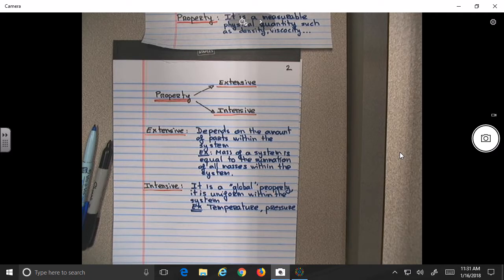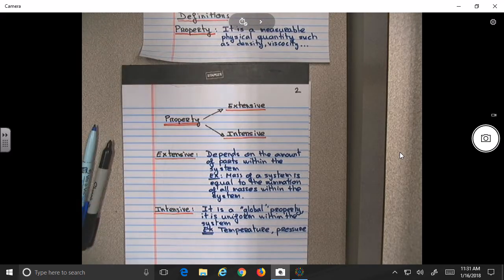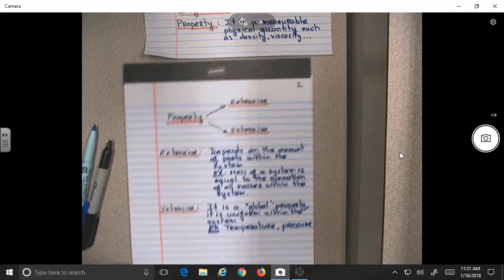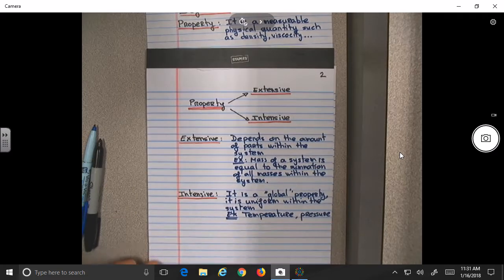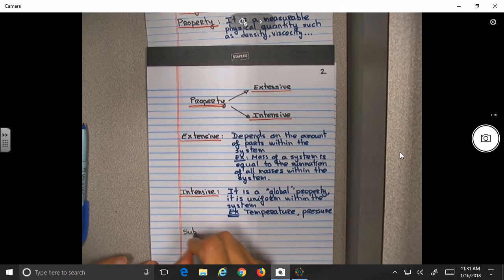So basically, so far we just started by definition. We said what is a property? It's a measurable physical characteristic or quantity. And then we said you have two different types of property, extensive and intensive. So we went a little bit off track here. Really the next thing I wanted to put after property was what? Substance.